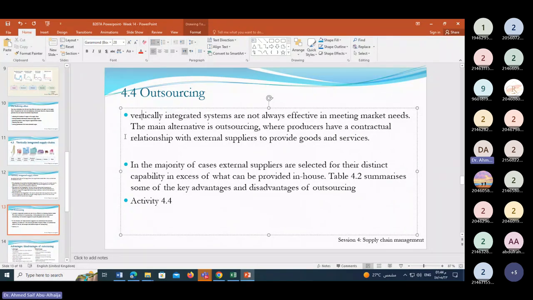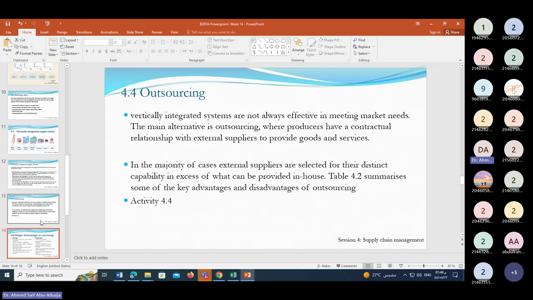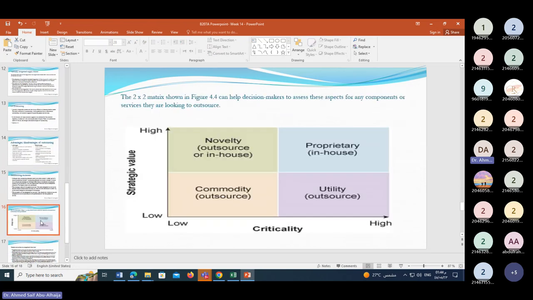What's the alternative? They said the main alternative to vertical integration is outsourcing, where the producers or the manufacturers have a contractual relationship with some other suppliers, or external suppliers, to give them the products and the goods and the services they need. Simply, this is the meaning. Okay, this is the outsourcing. And we have many examples about outsourcing, okay? I think there is a slide about examples. These are the examples.